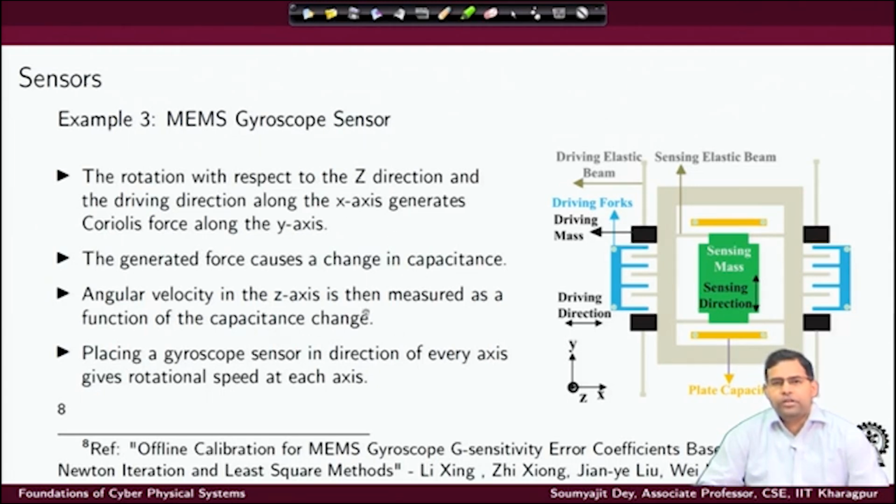So let's again repeat this. We are considering a vehicle which is driving along the x axis, and along with that it is also rotating around the z axis. So basically we are negotiating a turn, and I want to understand the amount of angular velocity, because that is something that will be used by several controllers to do some control action on the vehicle. Okay. So if I want to do that, I can always use this principle. I will use this gyroscope sensor, it will generate the force along the y axis, it will create a change in capacitance, and that will have a corresponding change in voltage or current, and that will give me an estimate of the angular velocity in the z axis.